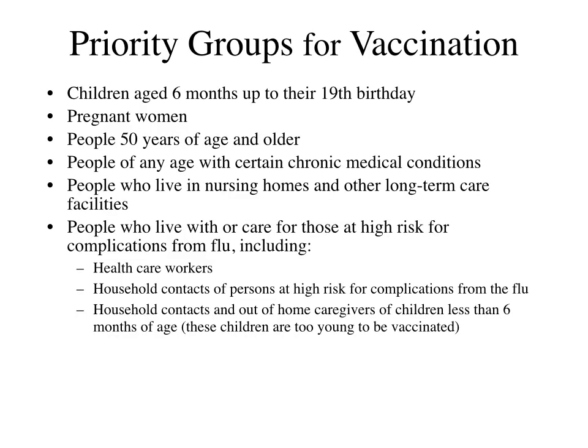In terms of priority groups, children are in the priority group. They need to be at least 6 months old, though, to receive the vaccine. Pregnant women, people over 50, people with chronic conditions. Of course, people who live in nursing homes are high priority, and people who live with or care for those at high risk for complications, so healthcare workers and people who have household contacts with people who are at high risk, and so on.